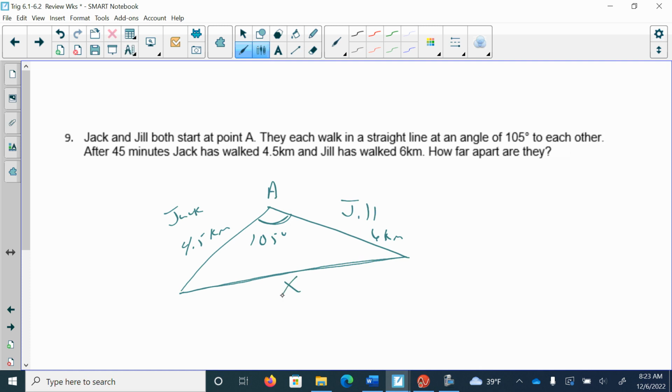So how far away are they? Cannot do the law of sines. I do not have the opposite pair, so I have to do the law of cosines. So I'm going to say x squared is equal to 4.5 squared plus 6 squared minus 2 times 4.5 times 6 times the cosine of 105 degrees. And when I do all that and take the square root, I get 8.38 kilometers. So they are 8.38 kilometers apart from each other.